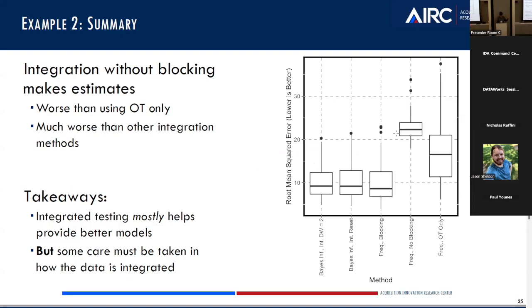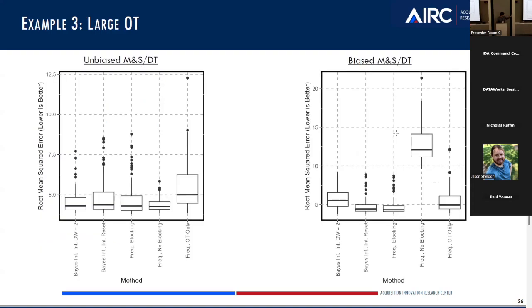Integrated testing is helpful, but we have to have some care in how we do it. Okay, the point of this slide is really just that if we go to larger OT, the effect is somewhat smaller. We're only doing a little bit better, maybe, than the OT only analysis, right? But the trends still basically hold, right? We're still in trouble here by virtue of using the data in the incorrect way.